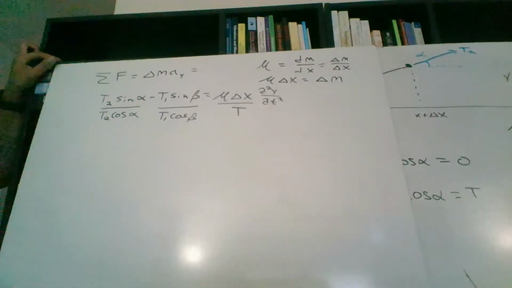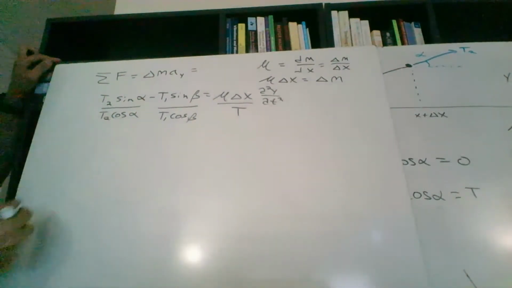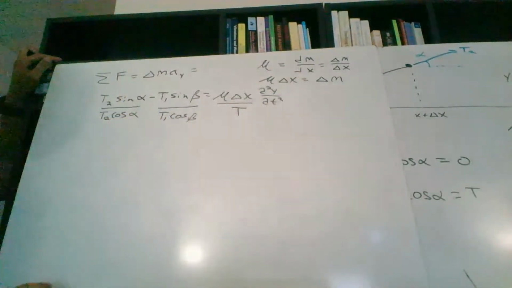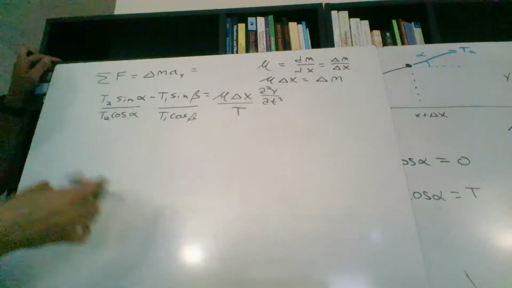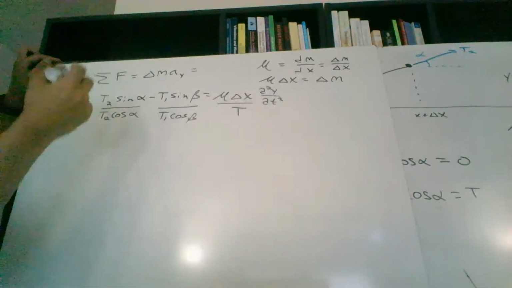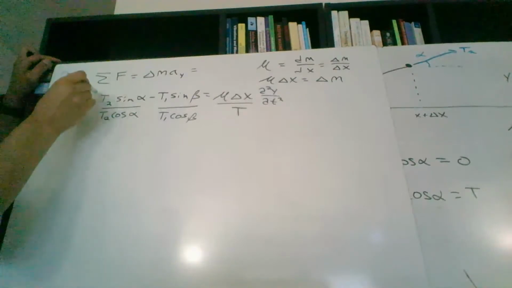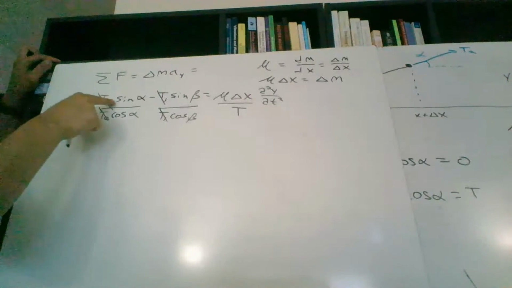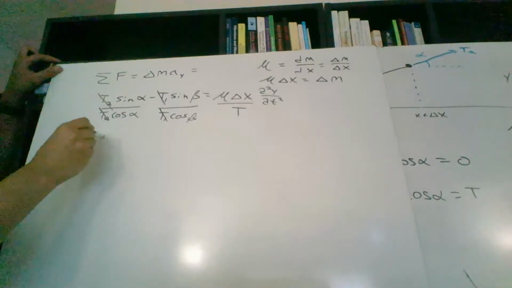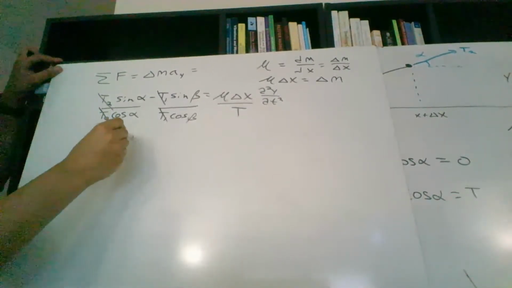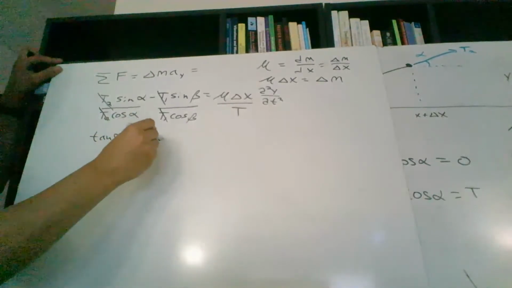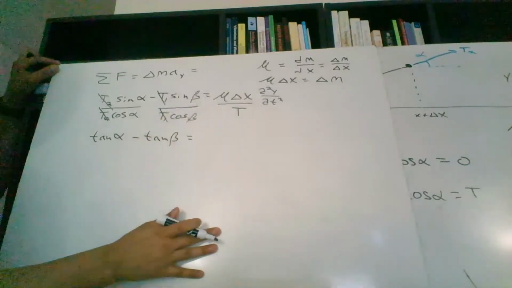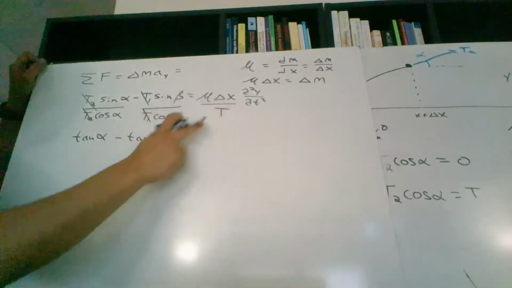Okay? The reason I'm going to do it like that is because you can see some of the things canceling out. Another way I could have solved this was to say tangent at theta is just tan theta, but whatever. Here, the T2s cancel out, the T1s cancel out, and you get sine over cosine. That's going to be tangent of alpha minus tangent of beta, and that's going to equal mu times delta x divided by tension.